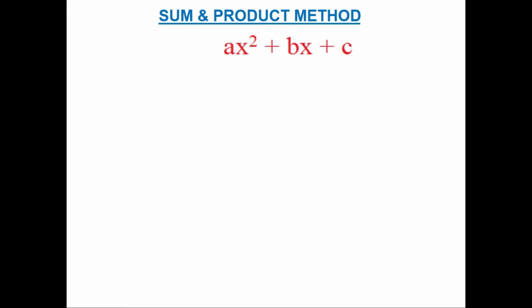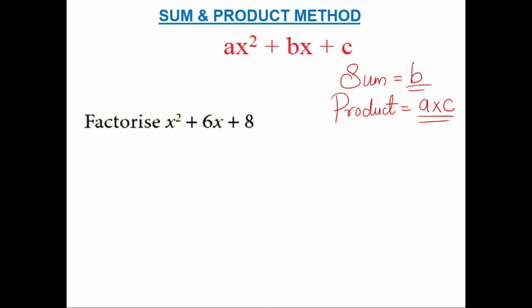Now for the form ax squared plus bx plus c, we consider the sum to be the term in the middle, which is b, and the product is given by multiplying a and c. So these are the two important figures that we will consider to factorize a quadratic function. Factorize x squared plus 6x plus 8.